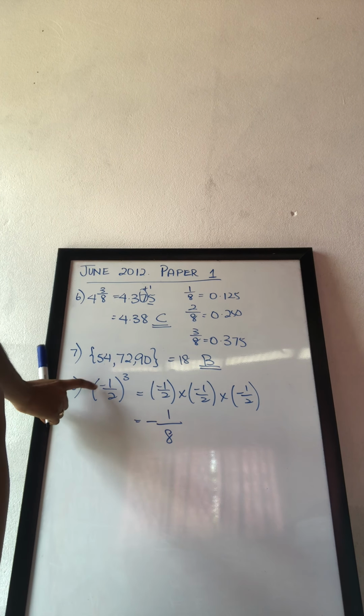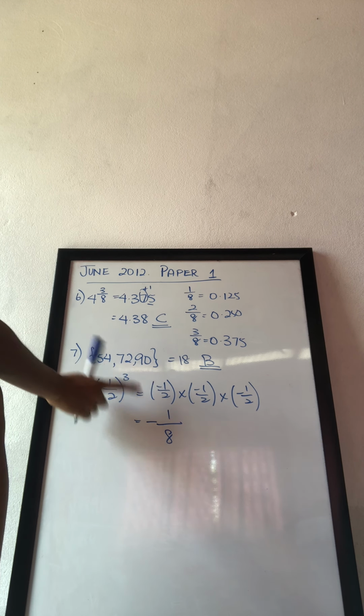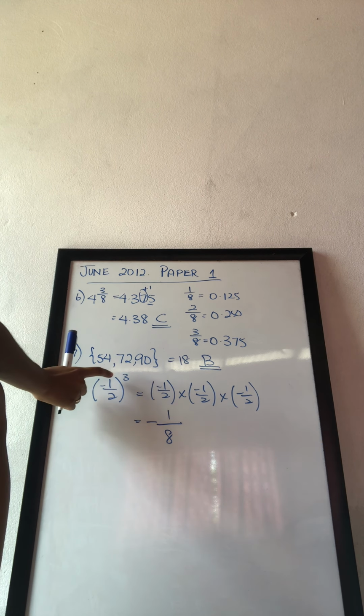So anytime we have a negative fraction that we want to raise to a power, if the power is odd, it will be a negative answer. If the power is even, let me say 2 or to the power 4, it would have been a positive answer. So the answer for number 8 is negative 1/8, which is A.